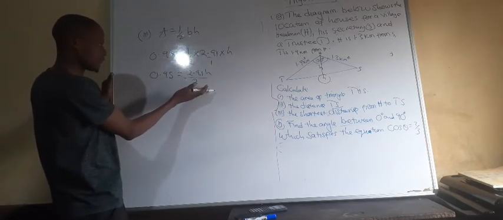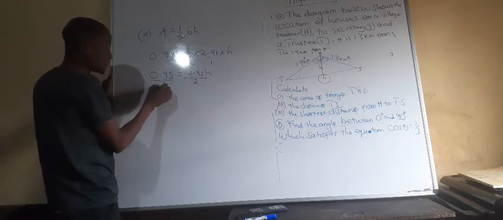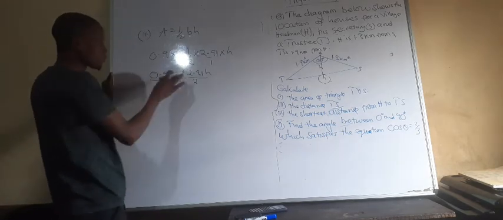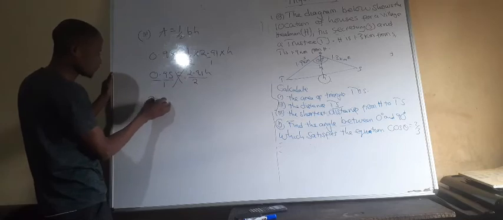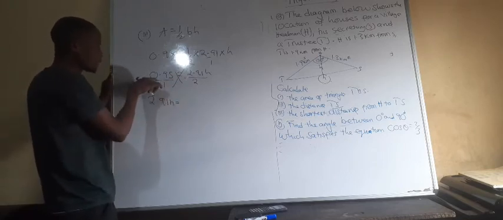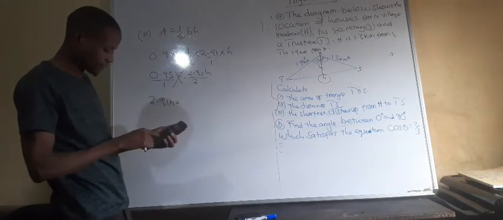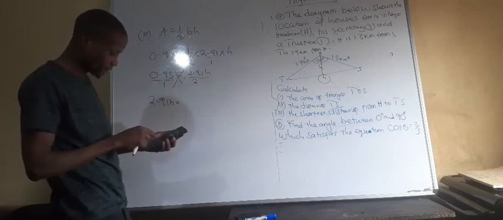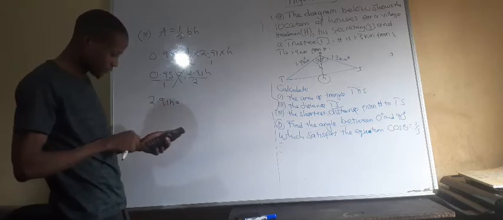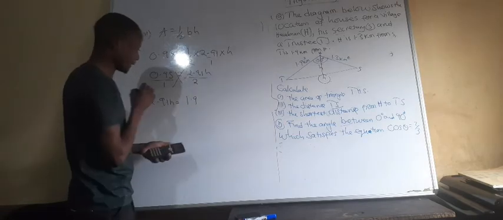Then since we have a fraction here, even here we must have a fraction. So divide this one by 1 to make it a fraction, then cross multiply. So 2.91 h is equal to 0.95 times 2. Okay, 0.95 times 2, which we're getting 1.9, so it is equal to 1.9.